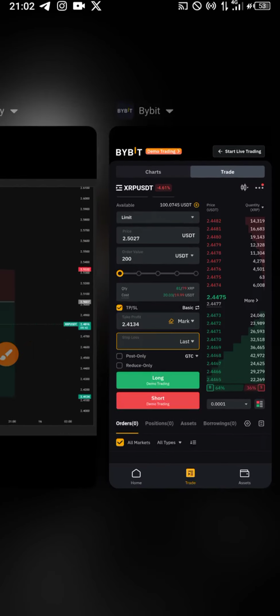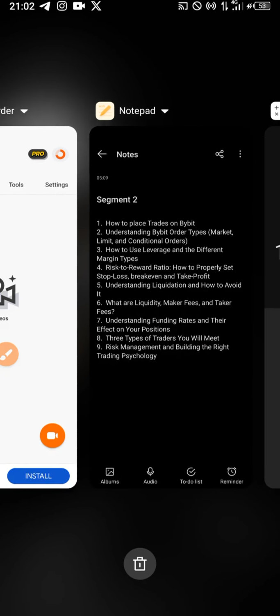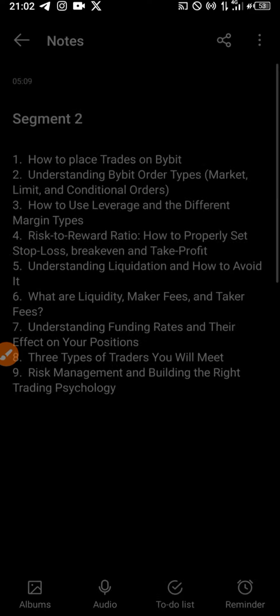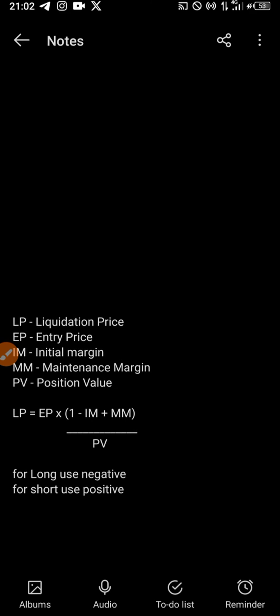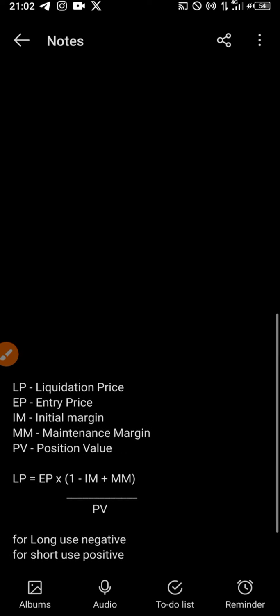So, liquidation price equals to what? EP multiplied by open bracket 1 minus IM plus MM close bracket, divided by PV. So what is LP? Liquidation price. What is EP? Entry price. What is IM? Initial margin. What is MM? Maintenance margin. What is PV? The position value.